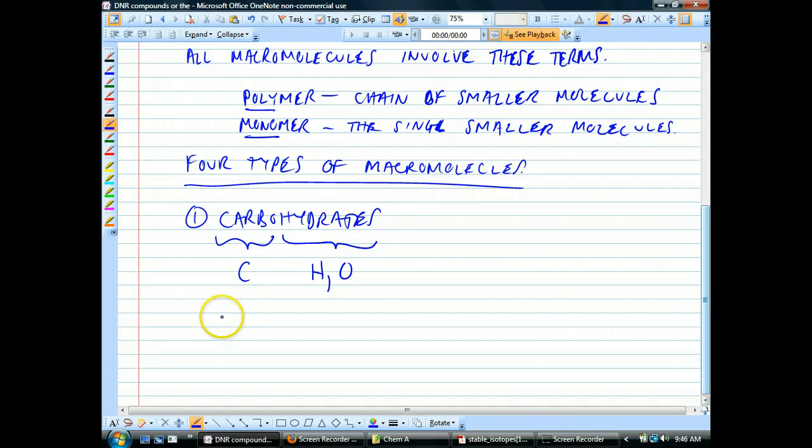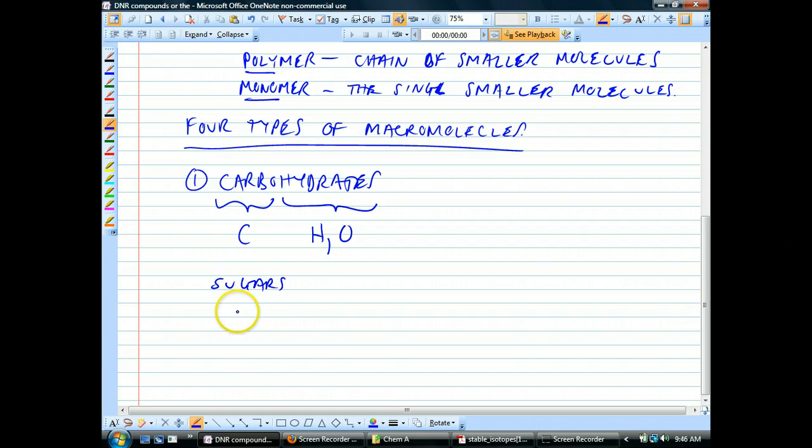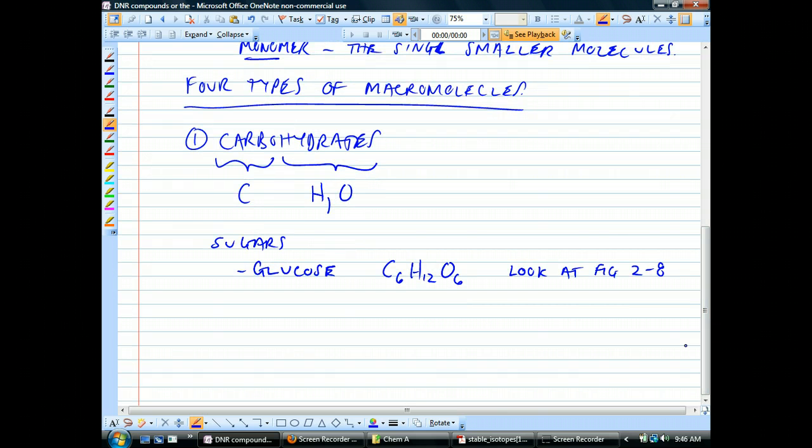And examples of carbohydrates are sugars. Sugars like glucose. Glucose is probably the most important sugar that we can talk about. C6H12O6. You should know that, by the way. You should know the formula for it. You don't have to be able to draw it, although you should be able to recognize it. It has kind of a ring structure. So let's look at figure 2-8 when you're studying. Look at figure 2-8. It makes a ring structure of carbons with hydrogens and oxygens sticking off the ends.